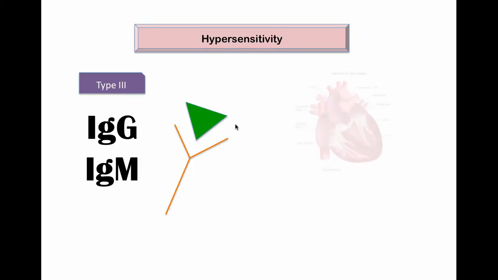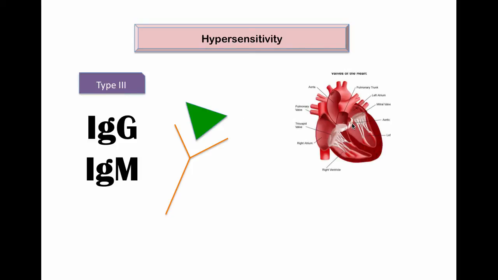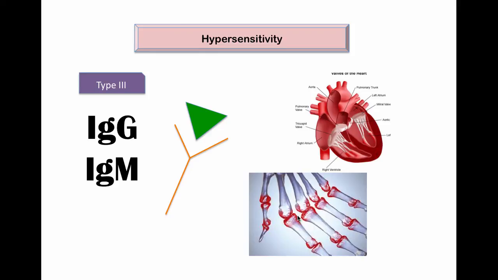They can be deposited on heart valves, causing endocarditis, or in the synovial fluid of joints, causing arthritis, like the case of rheumatoid arthritis. They can also be deposited in the kidney, like post-streptococcal glomerulonephritis. This region, the Fc region, is what recruits leukocytes, and these leukocytes are going to release cytokines and activate the complement system.